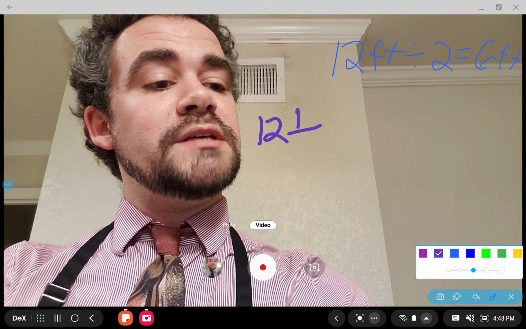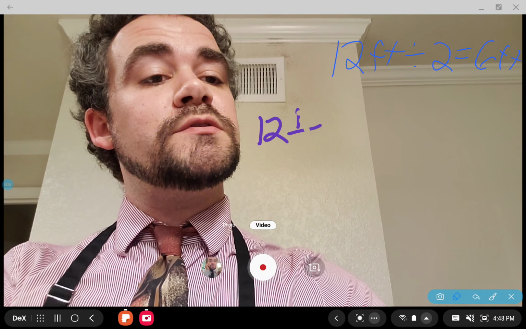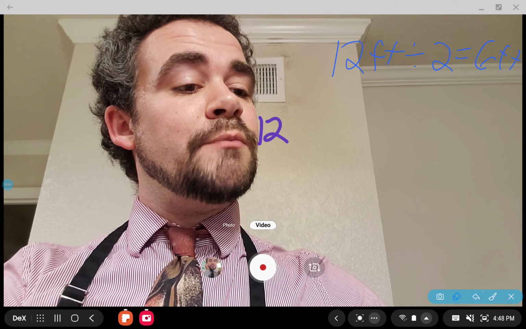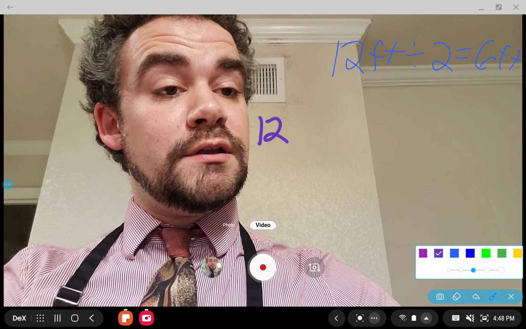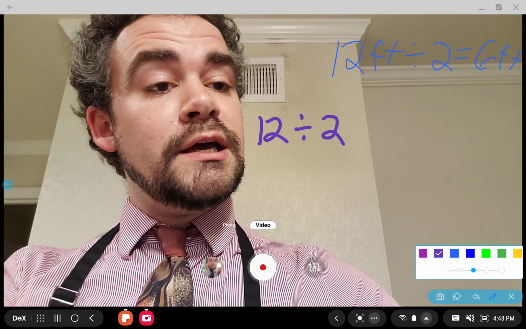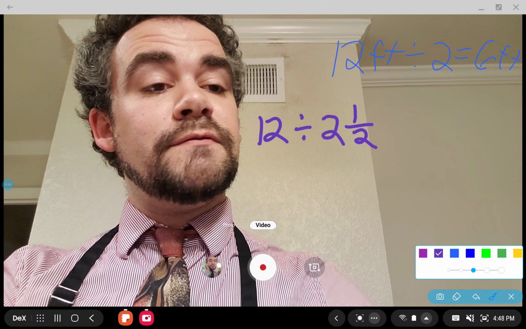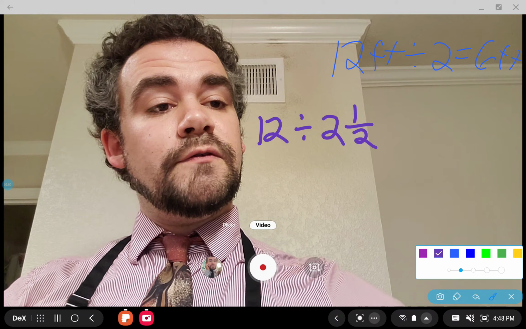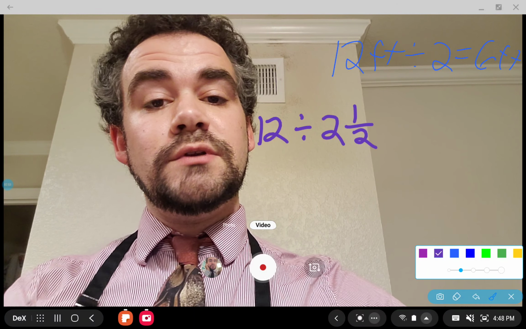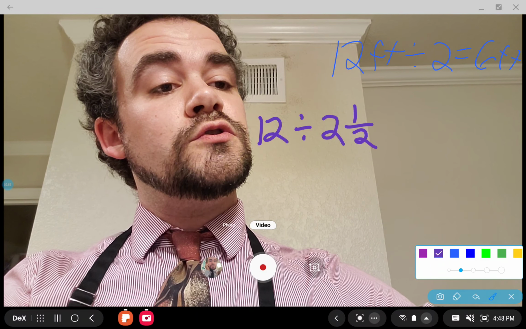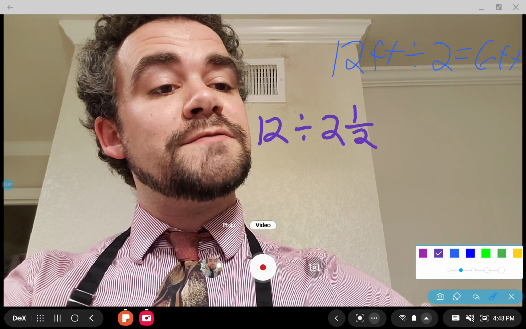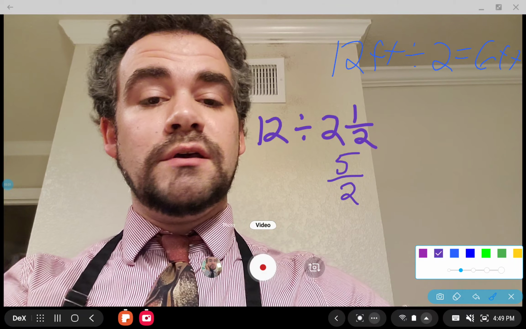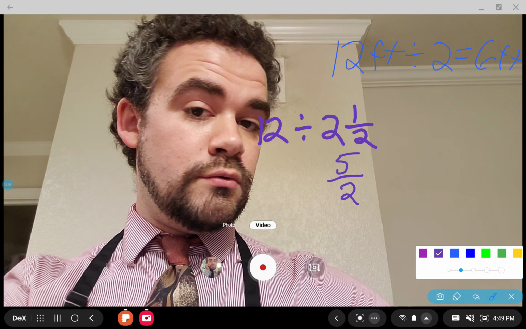Oh, I'm saying it wrong already. It wasn't 12.5, it was 12 foot. So we had a 12-foot piece of lumber, and we want to know how many times 2.5 can come out of it. So 12 divided by 2.5. That's what we're trying to do. To do that, first we're going to turn the 2.5 into an improper fraction. 2 times 2 is 4, 4 and 1 is 5. You should remember how to do that. The 2.5 can be written as 5 over 2, okay?